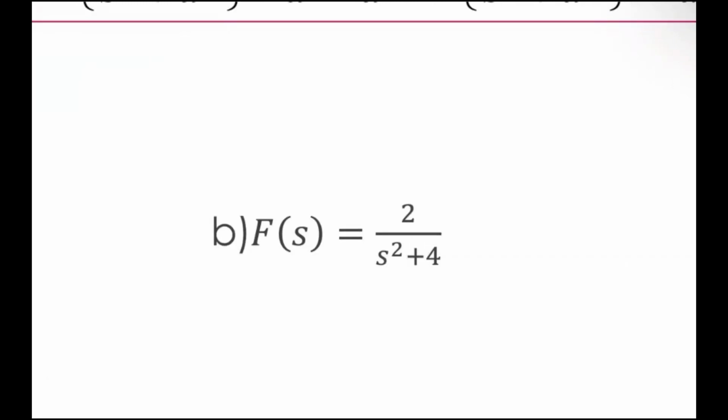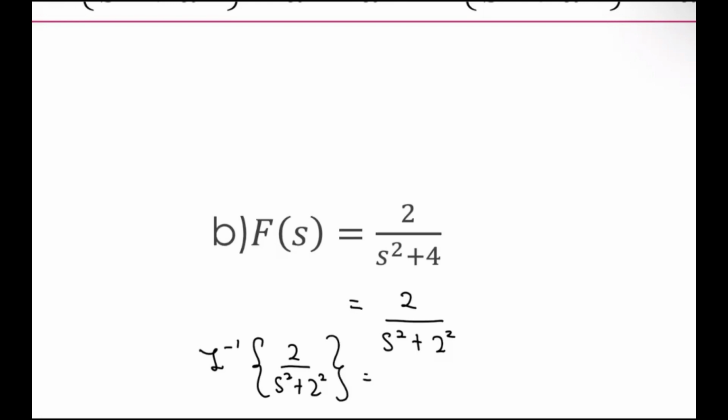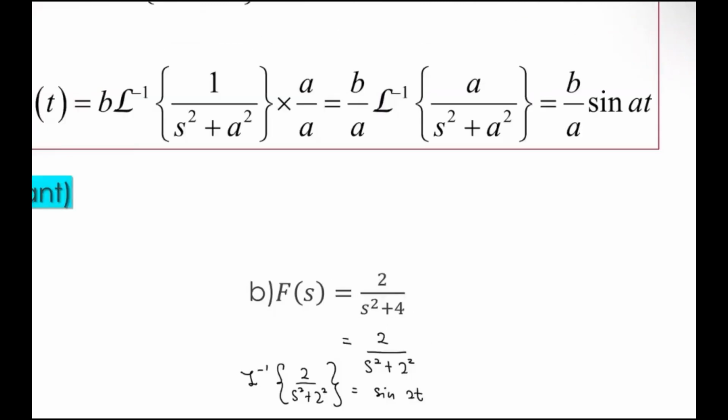Okay, here, this one also can be rewritten as 2 over s squared plus 2 squared. So you have the same numerator, a and a squared. So this one is easy, yeah? So the inverse Laplace of 2 over s squared plus 2 squared is sine 2t.